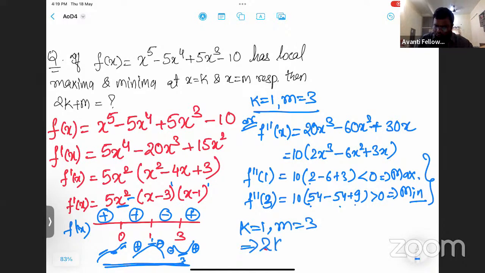This implies 2k plus m, the value which was sought, is what? 2 times 1 plus 3, which is 5. This is your answer. Is it clear?